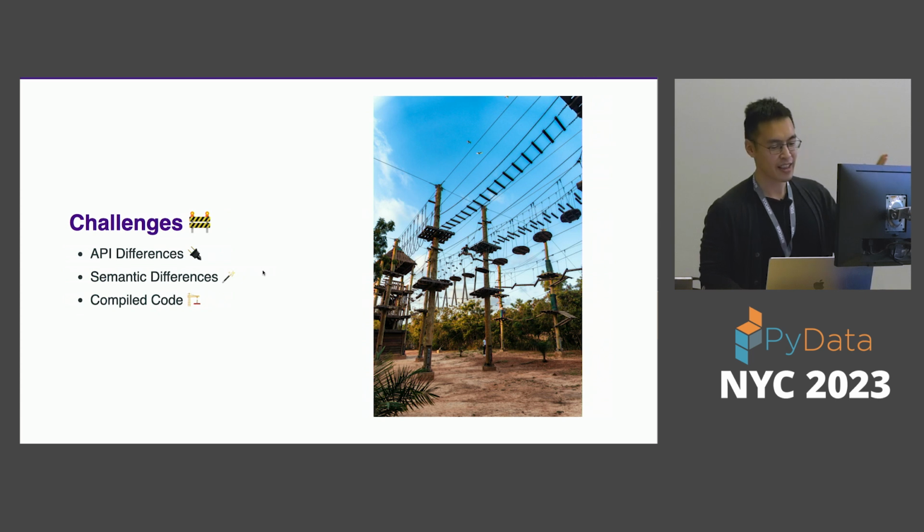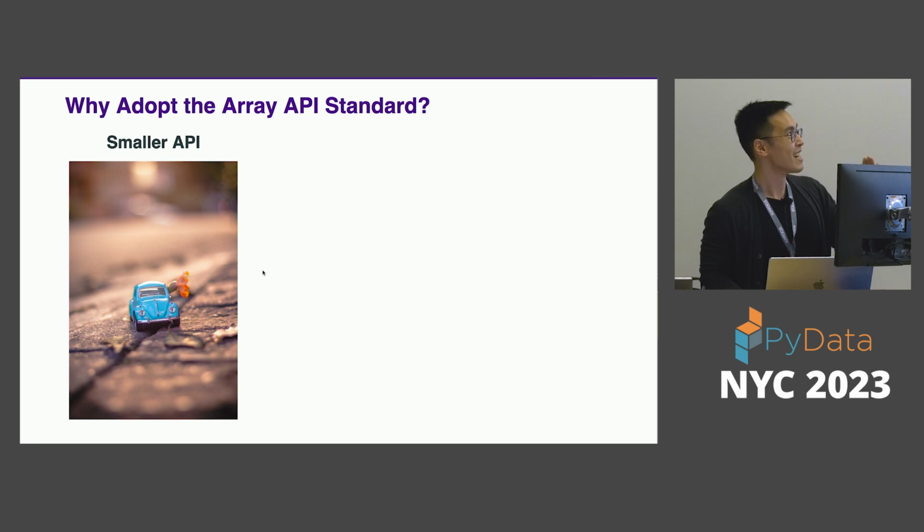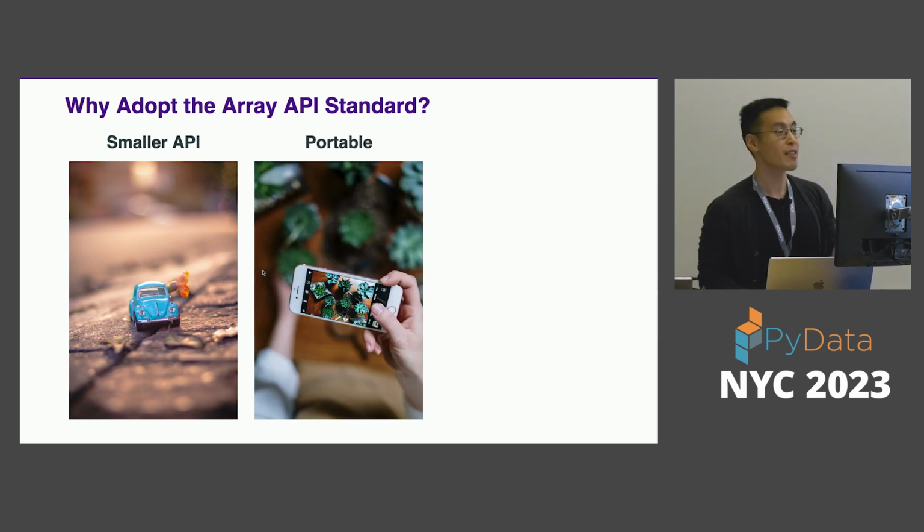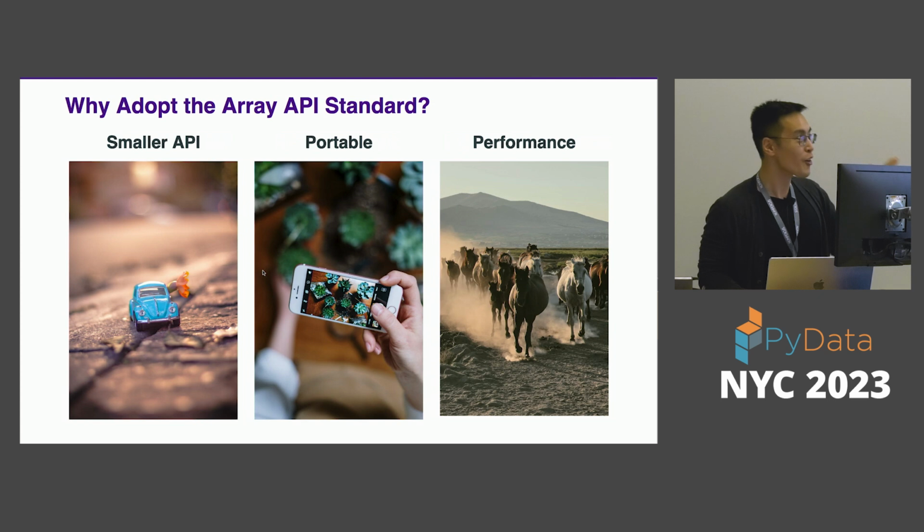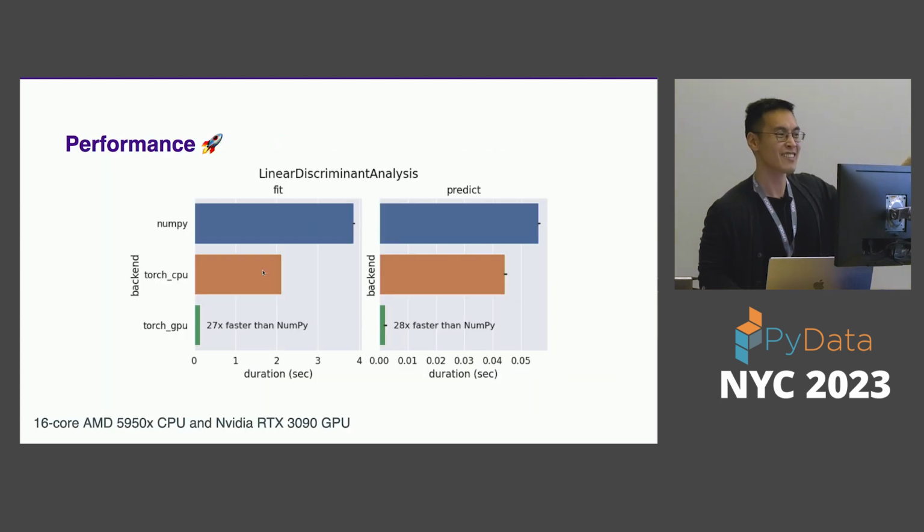So those are the challenges. There's a lot of them. Why? I'm putting my sales hat on now. It has a smaller API because it is smaller. It's portable, and there's performance. So these are the main reasons why the API standard was adopted. It was for this graph to make this work.